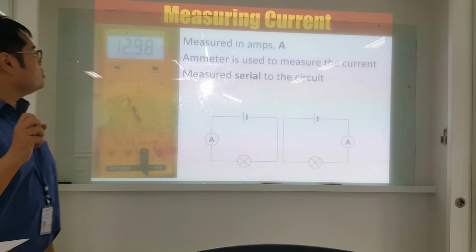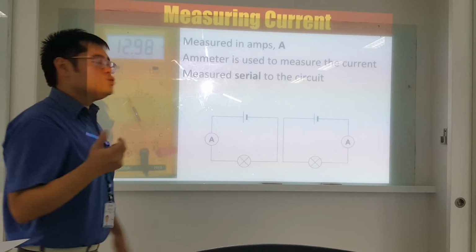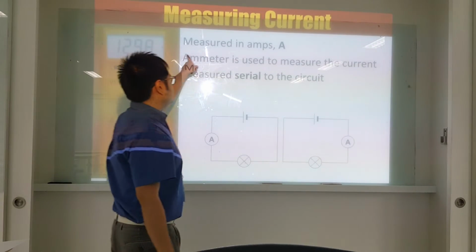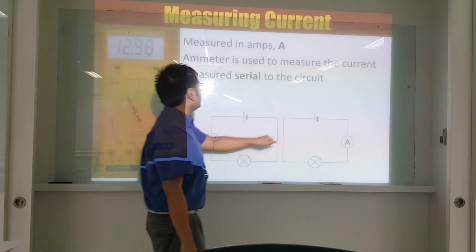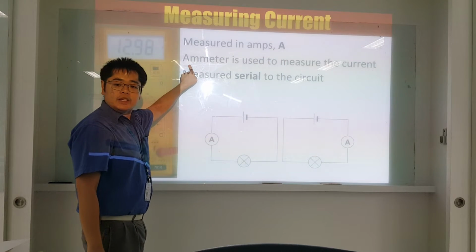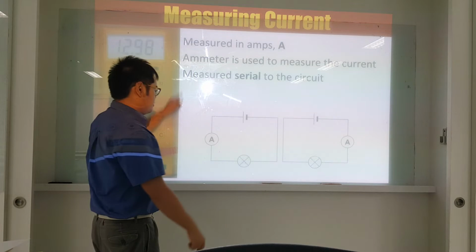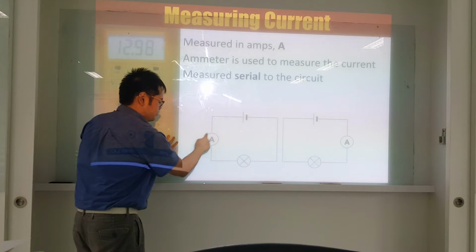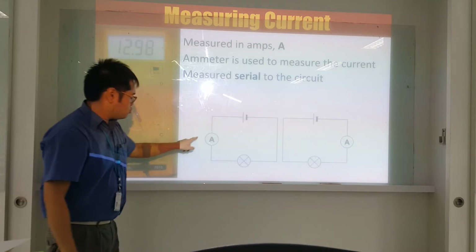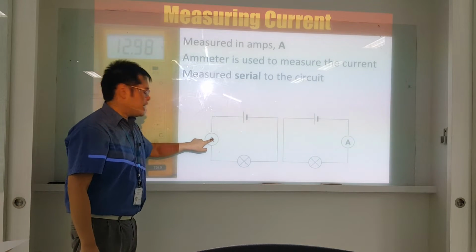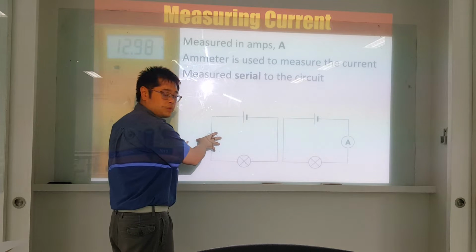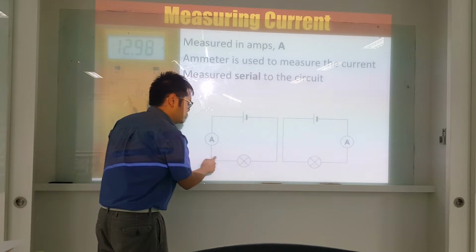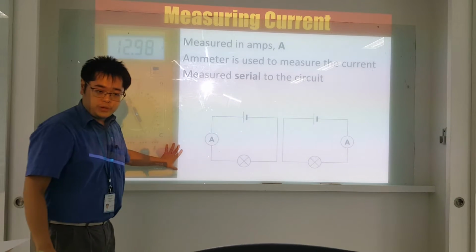A few things that you need to know when you're measuring current. You measure it in amps, or with the symbol A. An ammeter is used to measure the current, as you have seen in this diagram here. You draw a circle and it is in A. And notice that when we attach the ammeter, it is actually in series to that of the component.